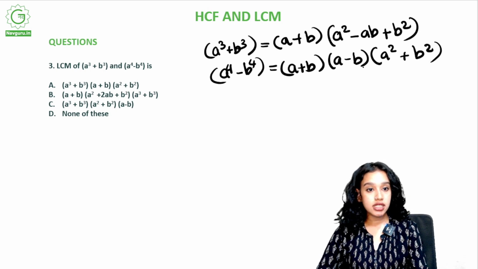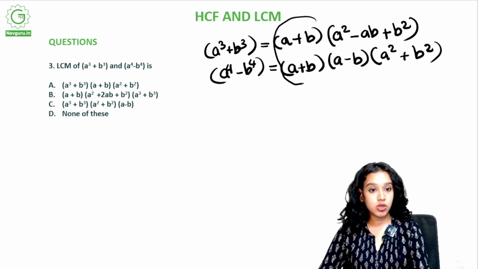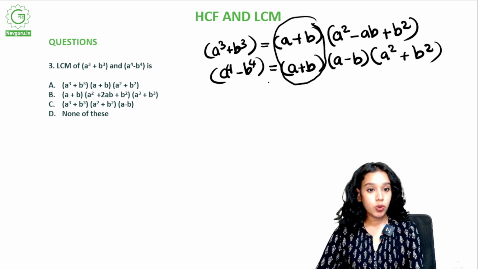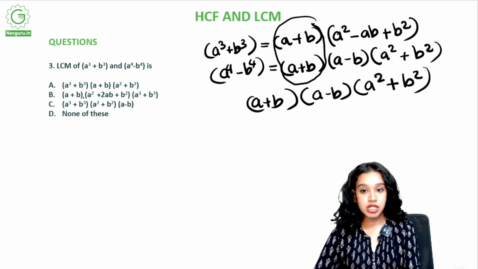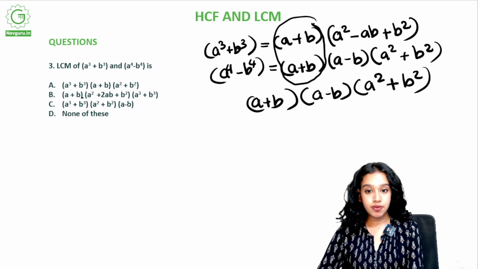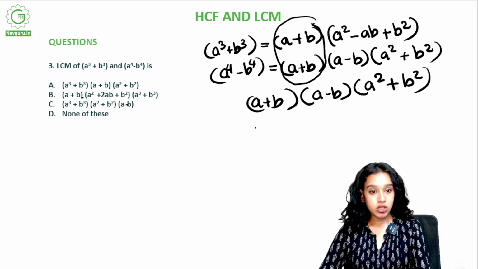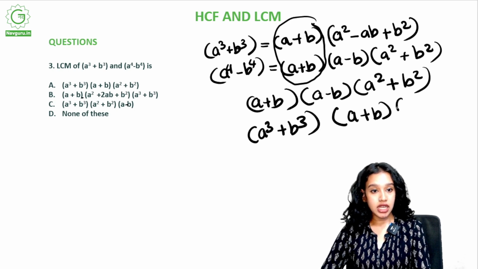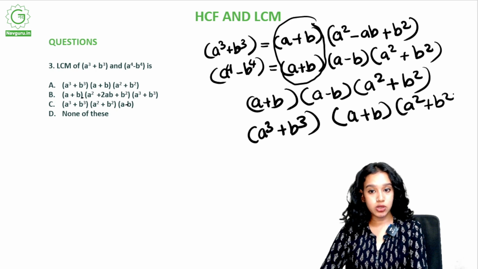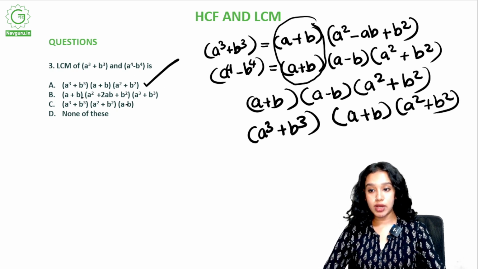So what is common here? We have a plus b common here. Now we have a plus b into a minus b into a square plus b square. So the LCM is a cube plus b cube into a minus b into a square plus b square. So this is the answer for this question.